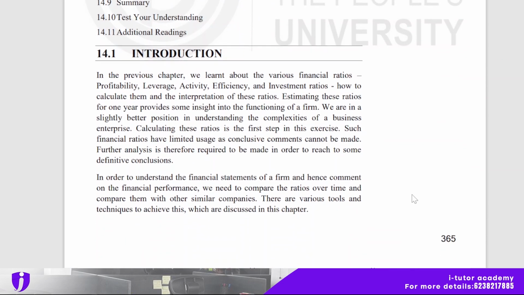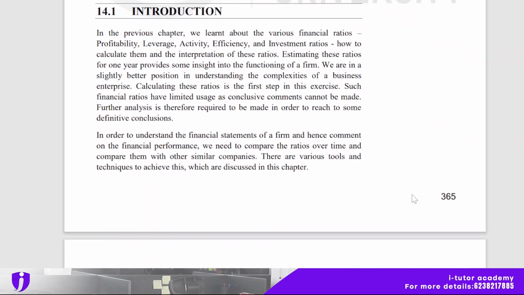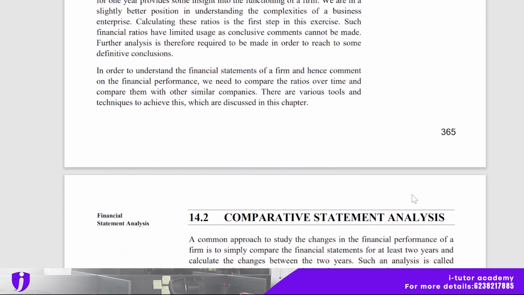In the previous chapter we learned about the various financial ratios: profitability, leverage, activity efficiency and investment ratios, how to calculate them and the interpretation of these ratios. Estimating these ratios for 1 year provides some insight into the functioning of a firm. We are in a slightly better position in understanding the complexities of a business enterprise, and calculating these ratios is the first step in this exercise. Such financial ratios have a limited usage as conclusive comments cannot be made. Further analysis is therefore required in order to reach some definitive conclusions.